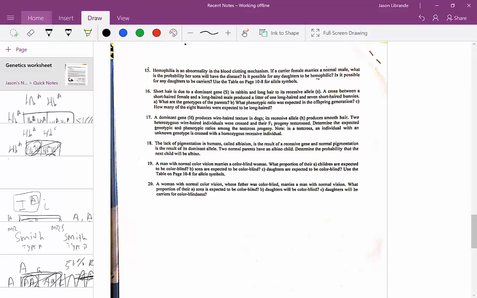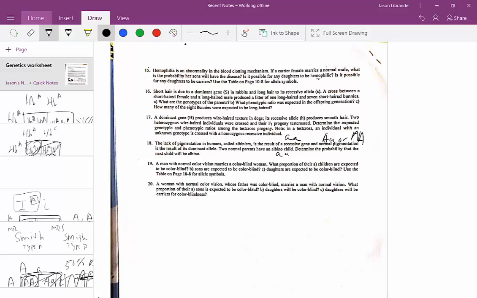Okay, so question 18. Albinism is a recessive gene and normal pigmentation is a dominant allele. Okay. Same as usual, just filling out the genotypes to get everything straightened out. So 2 normal parents have an albino child. Okay. Determine the probability that the next child will be albino.